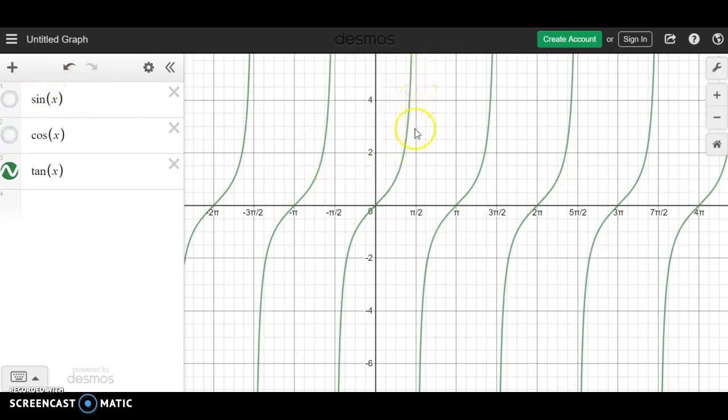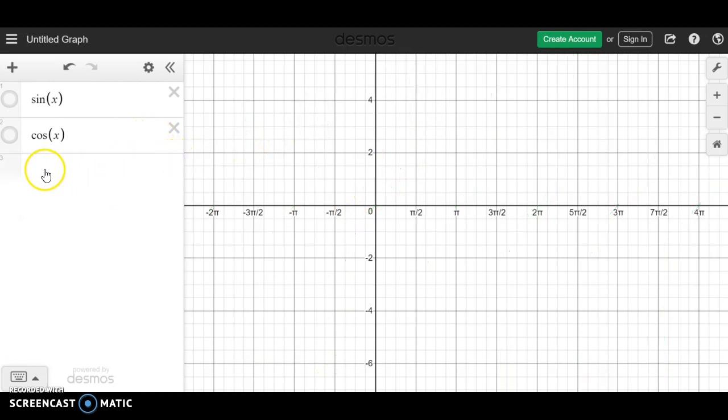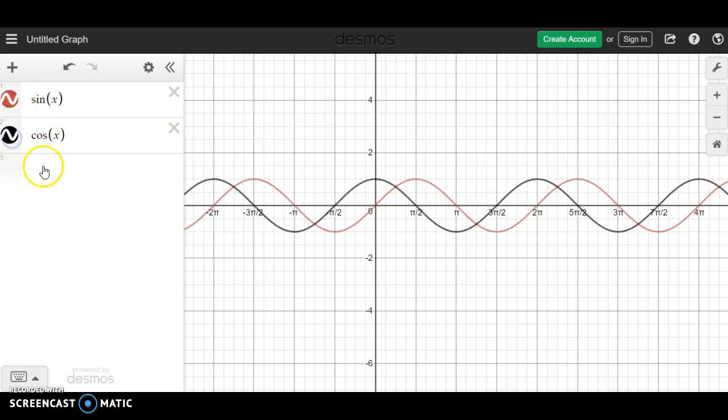We have asymptotes at every time the cosine is 0. We get zeros every time the sine is 0, and it follows this general shape. There's three other functions that are fairly typical. The cosecant and the secant are just the inverses of the sine and the cosine. Or by inverse, I mean 1 over the sine or the cosine.